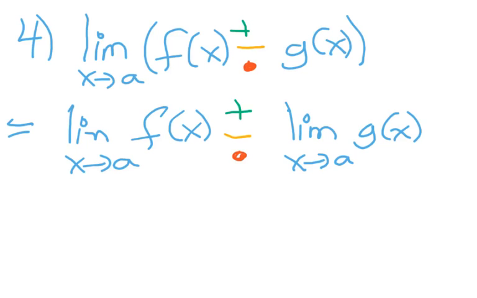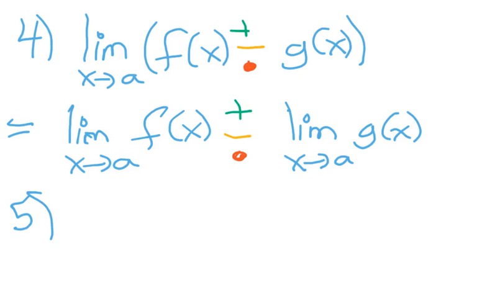So as long as the limits individually exist, we can add them together, we can subtract them, we can multiply them by no real complications. All we need is that their limits individually exist. The one that gets a little bit more complicated, we'll talk about in a little bit.